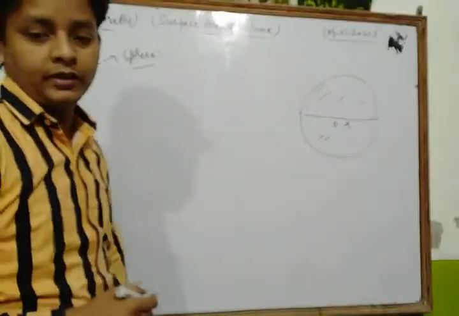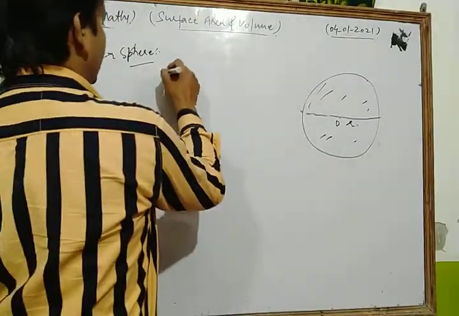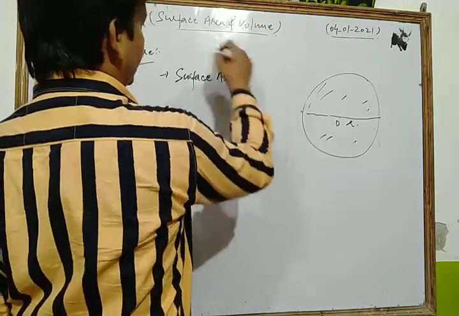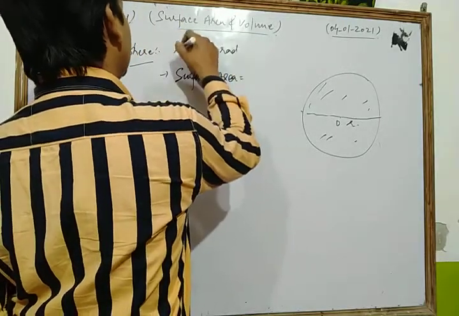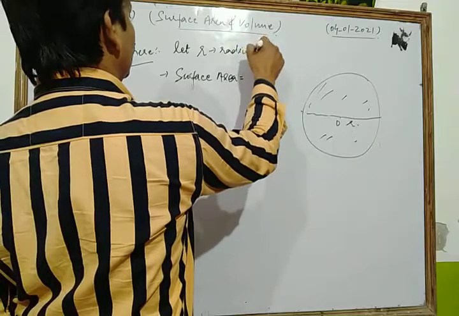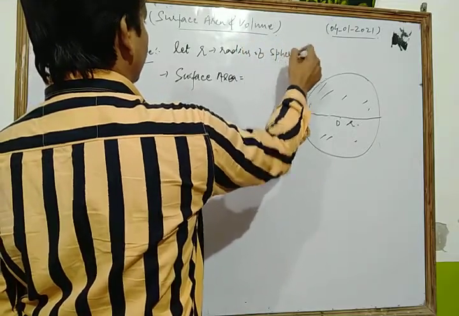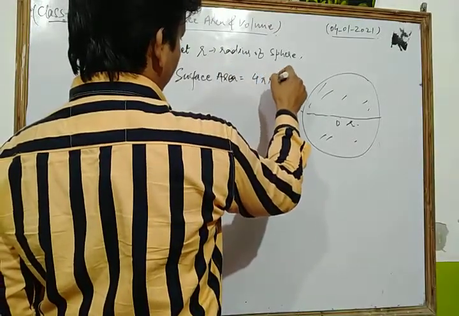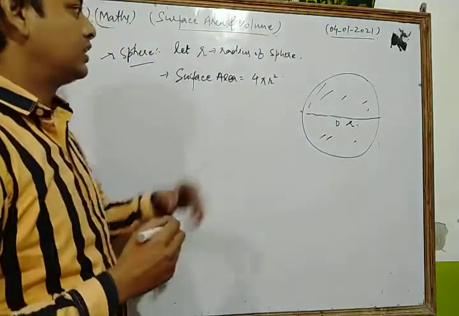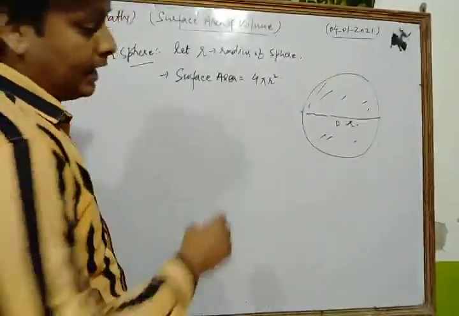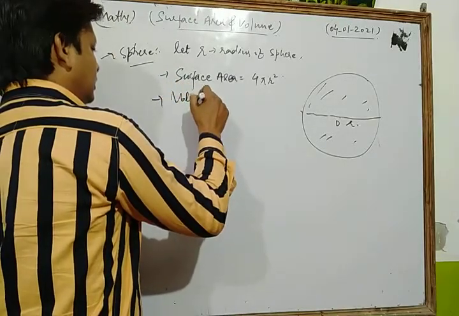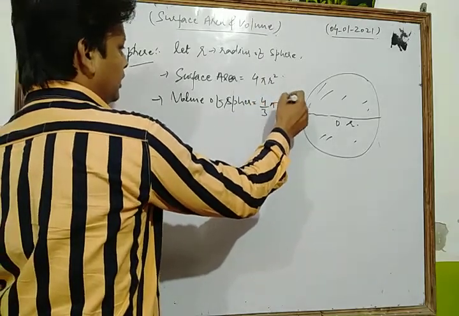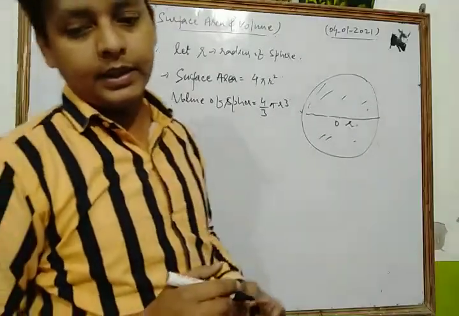The first formula of the sphere is the surface area. Let r be the radius of the sphere. Then the surface area of the sphere is 4 pi r square. The second one is the volume of the sphere. The formula for the volume of the sphere is 4 by 3 pi r cube. This is the formula for the surface area and volume of the sphere.